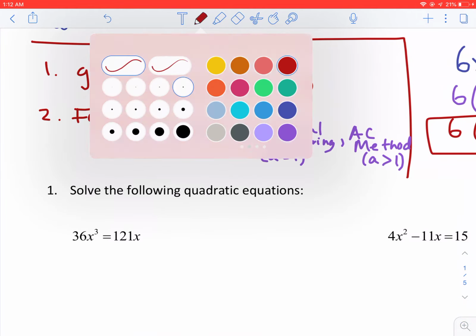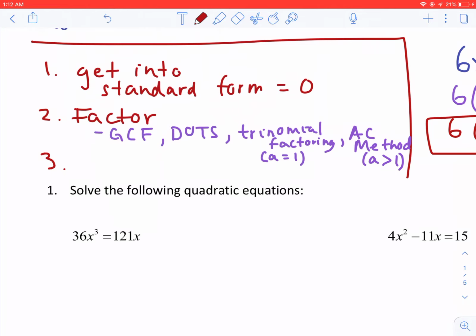And after we factor, right, we're going to use the zero product property, and we're going to solve for x.